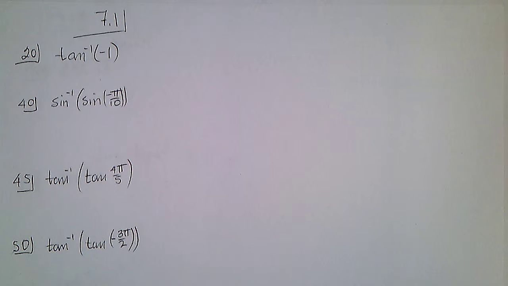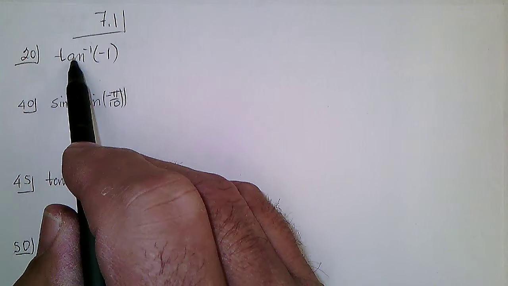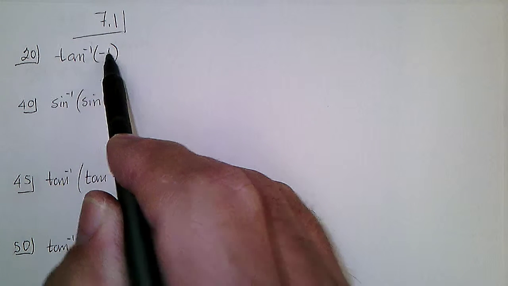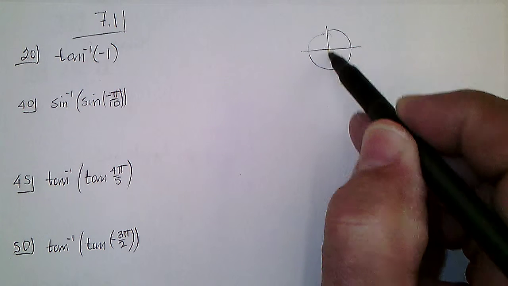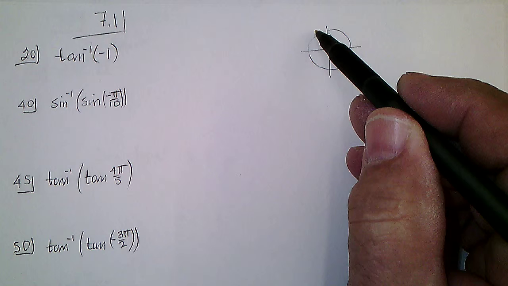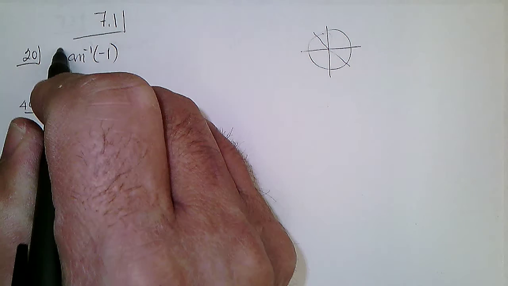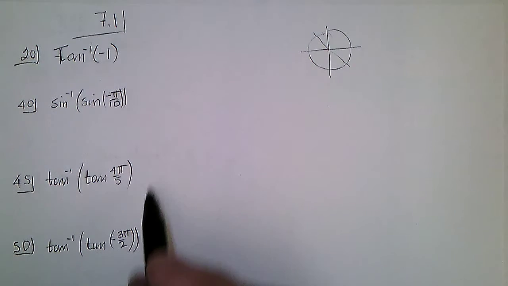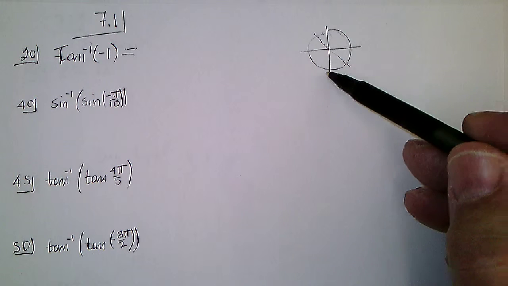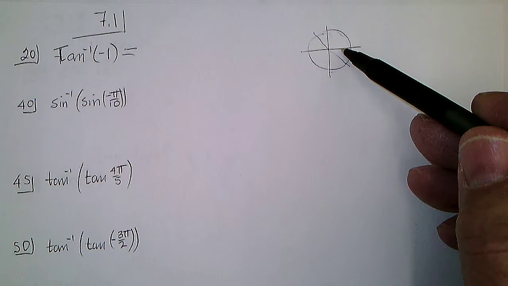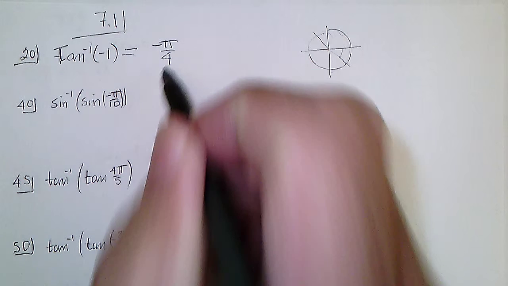He's from 7-1.20. It says, find the angle where the tangent is -1. The tangent is -1 here or there, but they don't indicate it, so we're assuming we want the principal value, and so that has to come out from the fourth and first quadrant, and so we're going to do minus pi over 4.